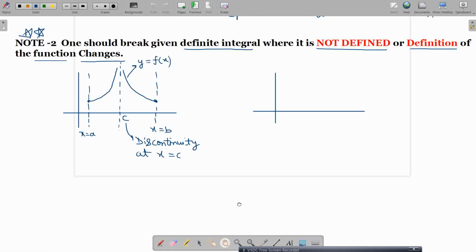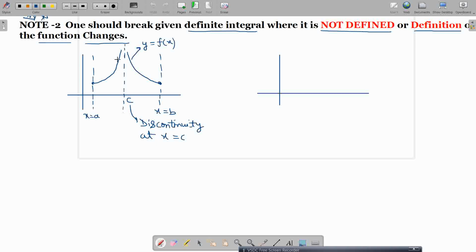So what we have to do here is see the first part of this integration. This is the first part of the integration and this is the second part of the curve. If I consider the point just before c and just after c, can I say the point before c is c minus, and the point after c is c plus?